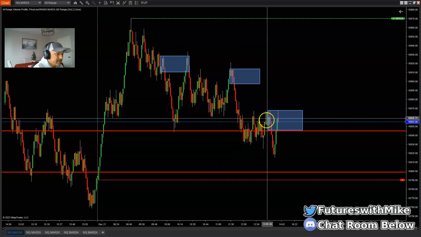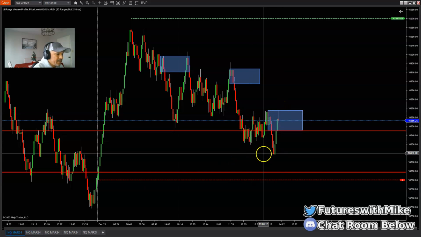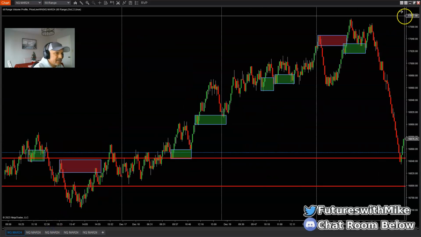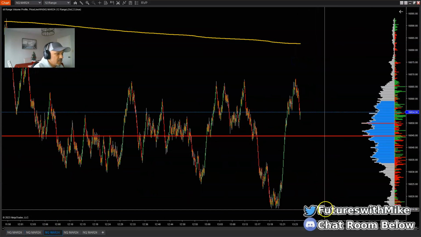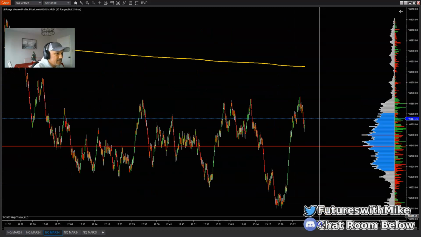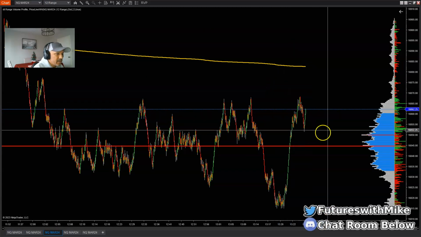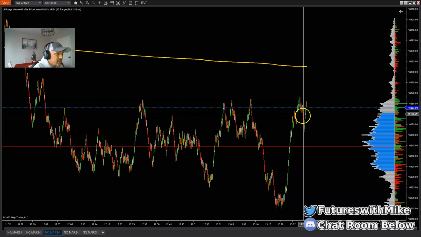Oh, we just broke. Did we break that area? Okay, we wicked out the top right here. So they grab liquidity at the top end of these highs right here. And let's see what kind of game they're going to play now. That's what they did. They came back up and wicked the top out on the higher time frame, grabbed liquidity and pushed it lower here.